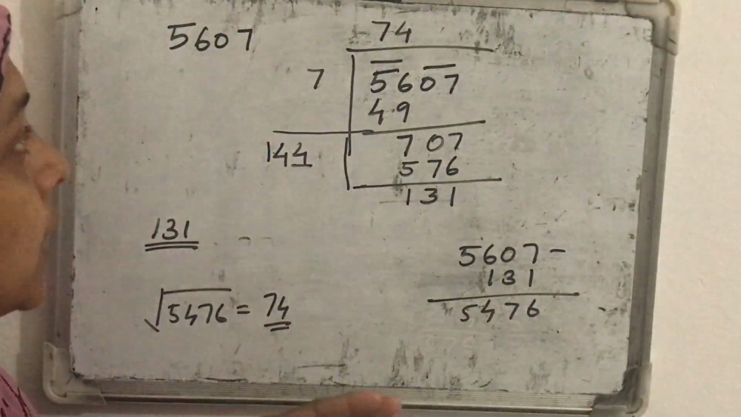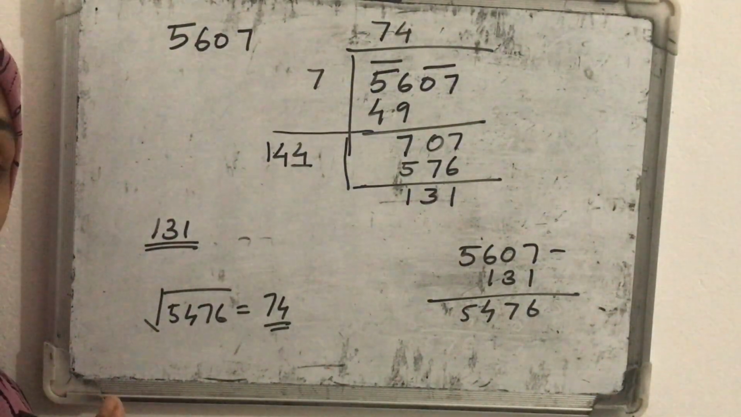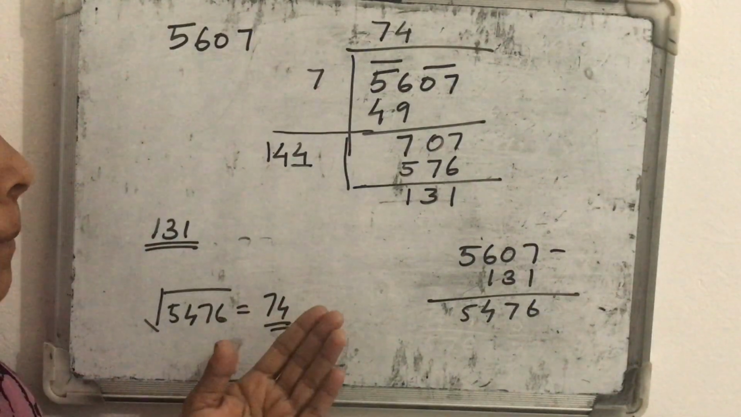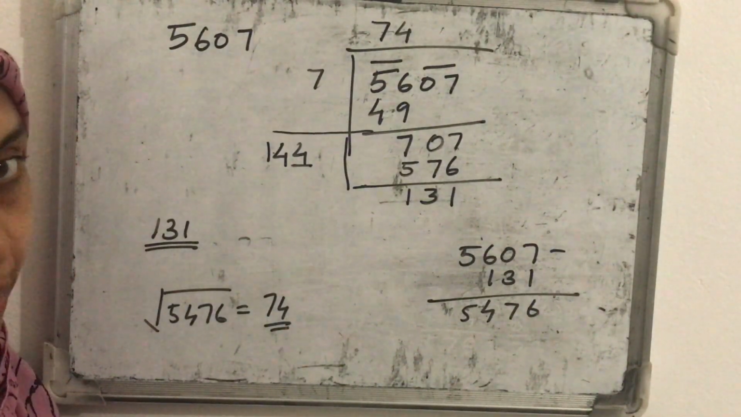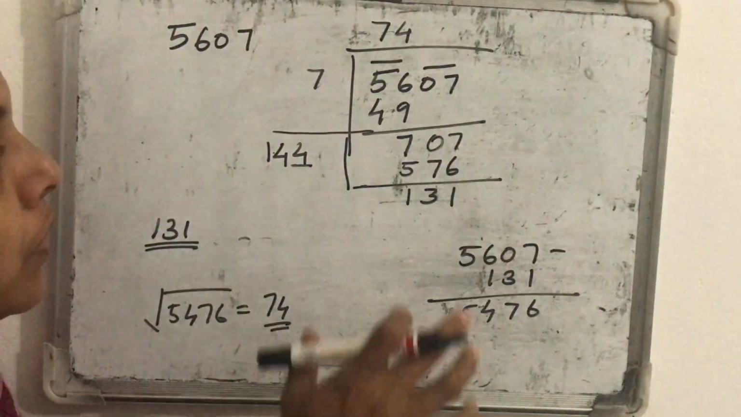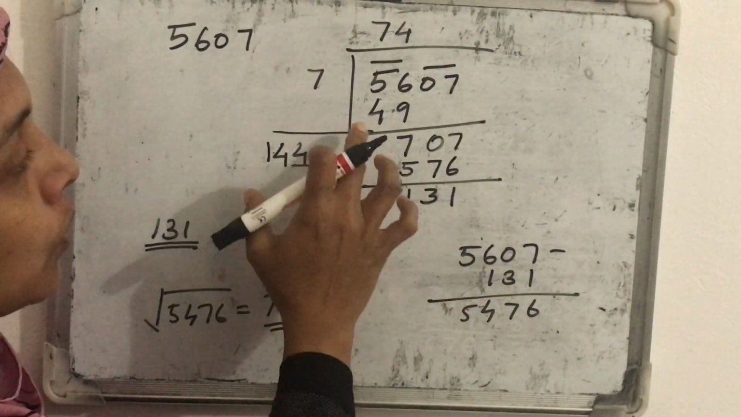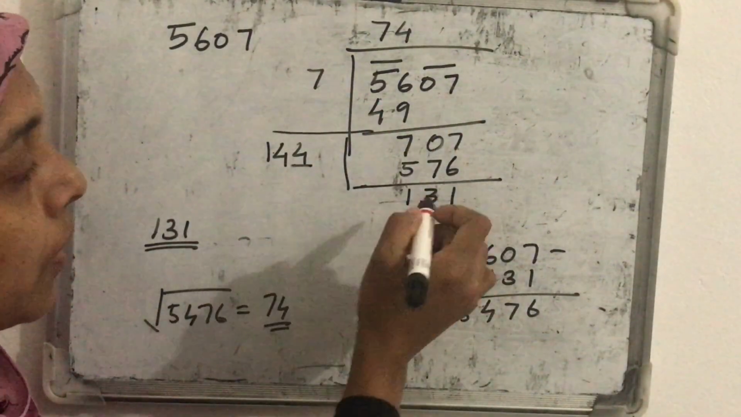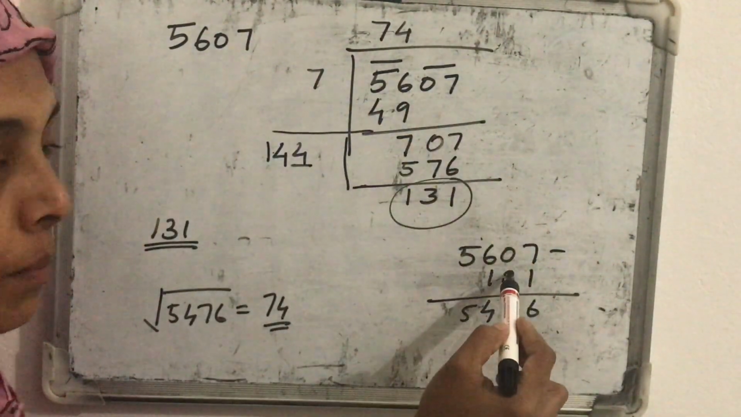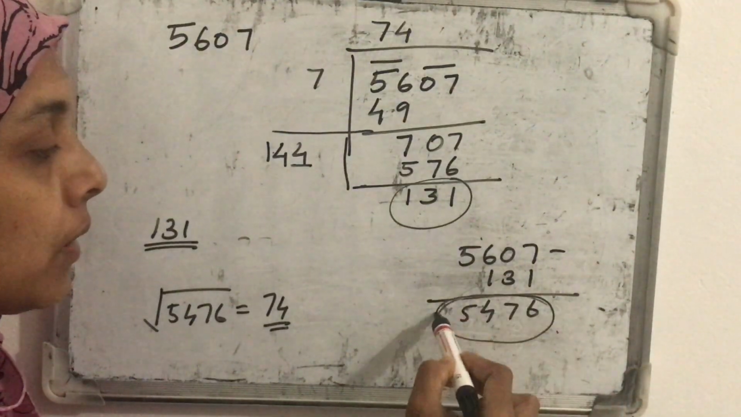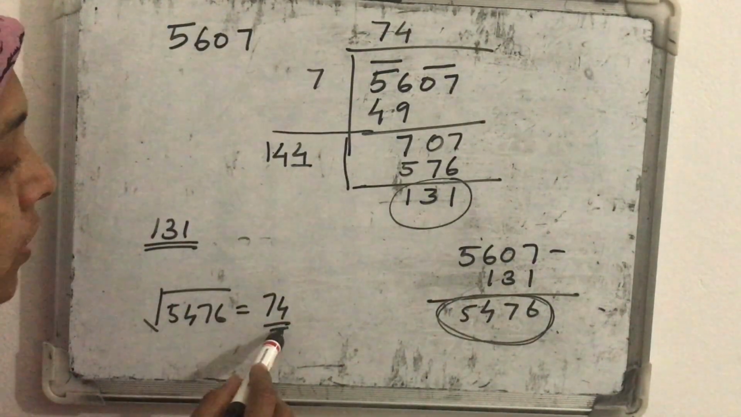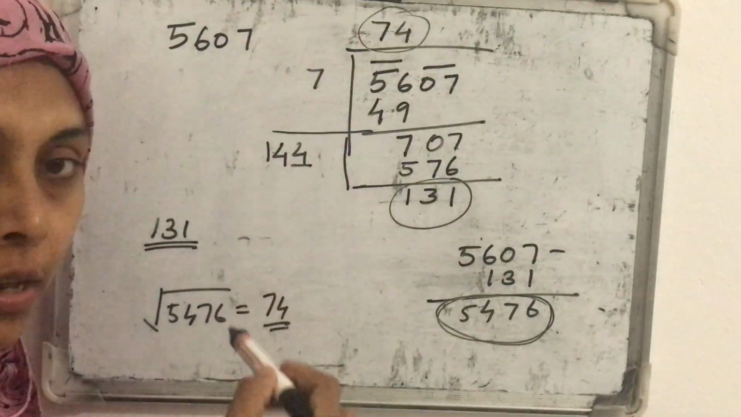So in the first case, if it is asked which number we should multiply or divide, we find the square root using the prime factorization method. In this case it is asked which number we should subtract. In that case we first find the square root through the division method, then find the remainder, and that remainder should be subtracted from the given number. Then the answer will be a perfect square. Then find its square root, which is the answer we got here.